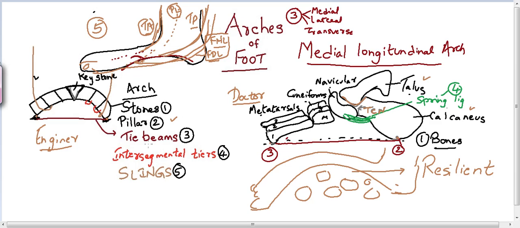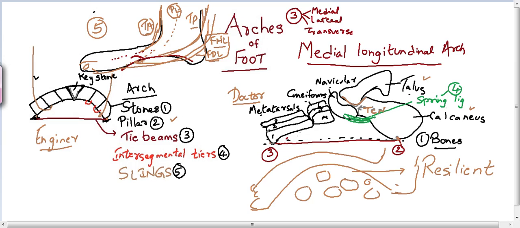Moving on to the tie beams. What connects one pillar to the other pillar is called the tie beam. Here the tie beam is mainly the plantar aponeurosis, which connects the calcaneus to the head of the metatarsal. Of course, the medial half, adductor hallucis and medial part of the flexor digitorum brevis are other tie beams. Okay.